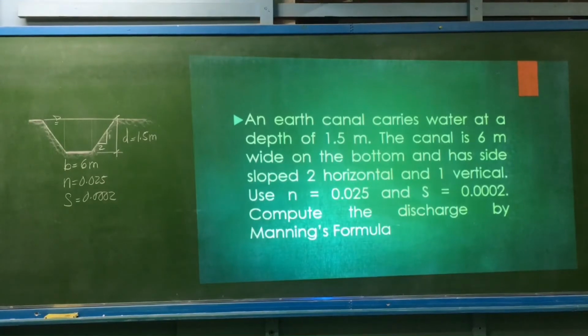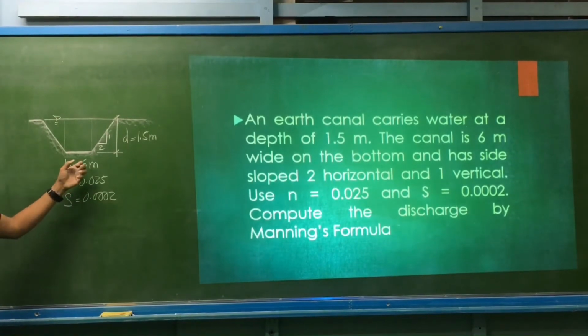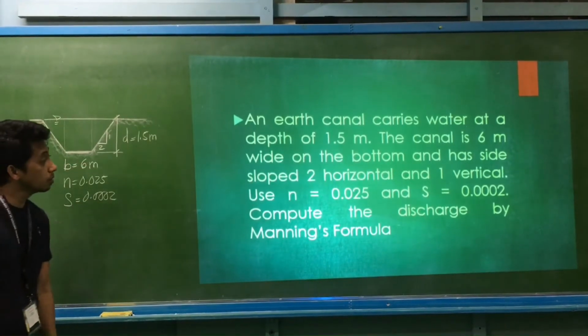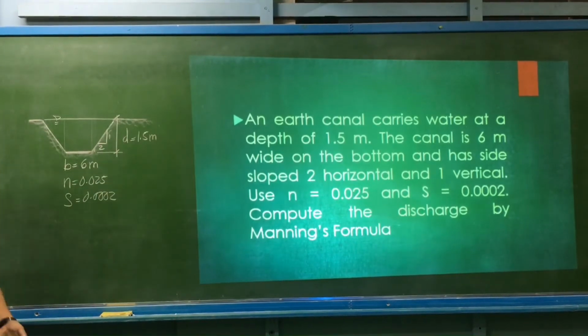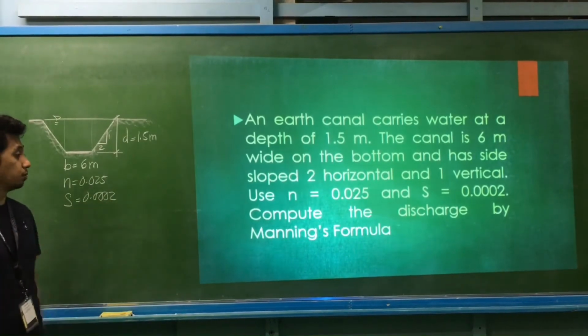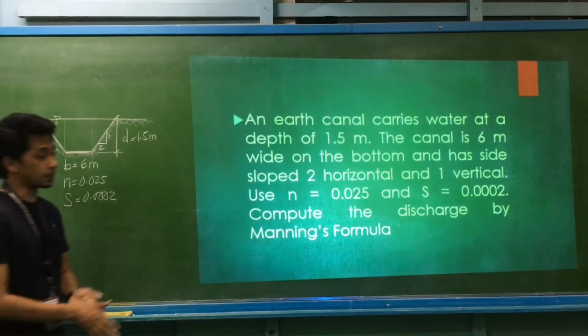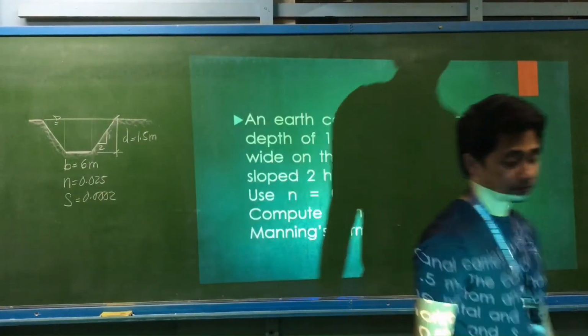Okay, so let's try a trapezoidal channel. An earth canal carries water at a depth of 1.5 meters. The canal is 6 meters wide on the bottom and has a side slope of 2 horizontal, 1 vertical. Use n equal to 0.025, S equal to 0.0002. Compute the discharge by Manning's formula.